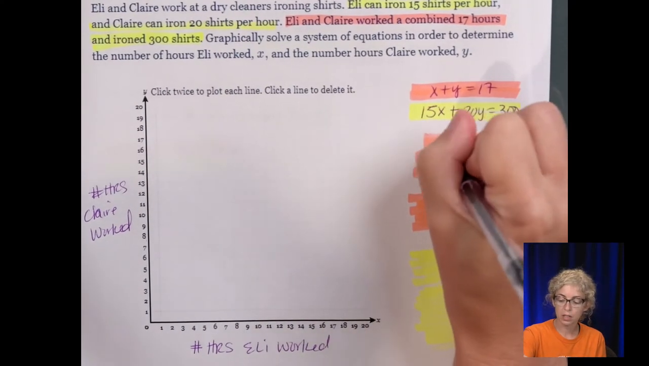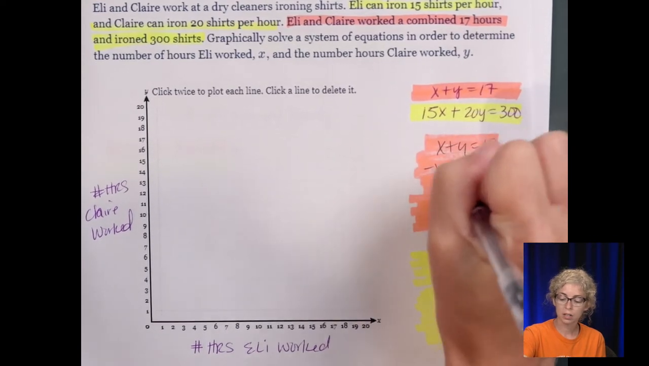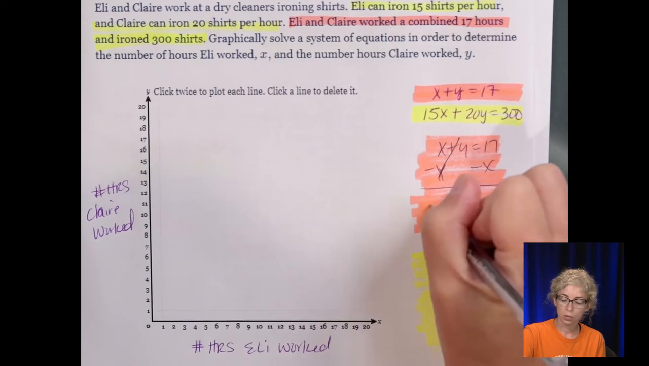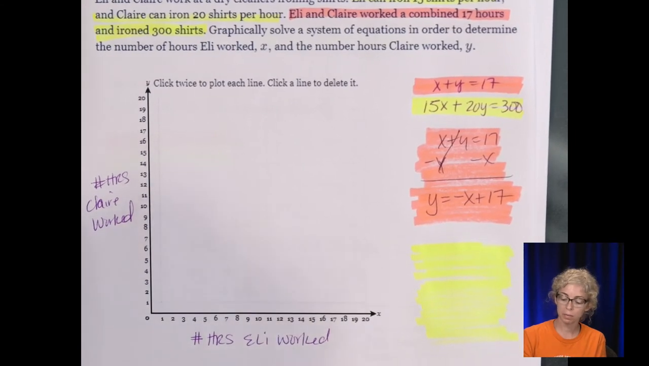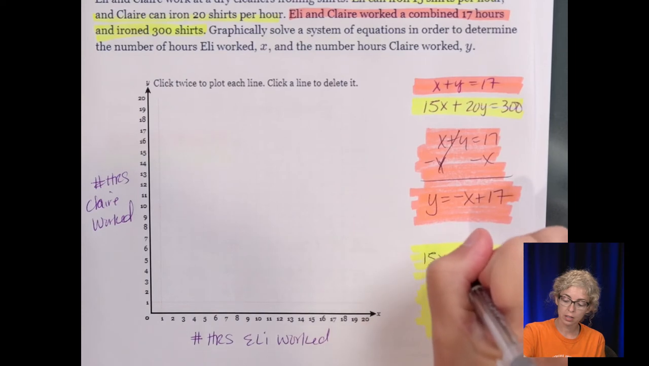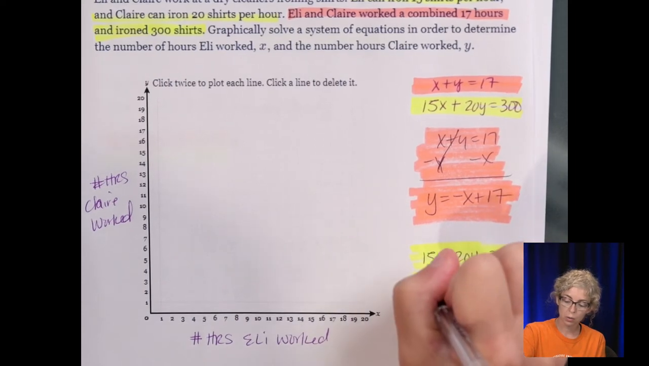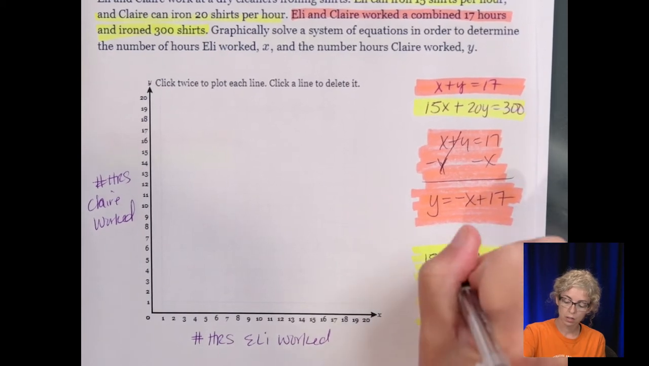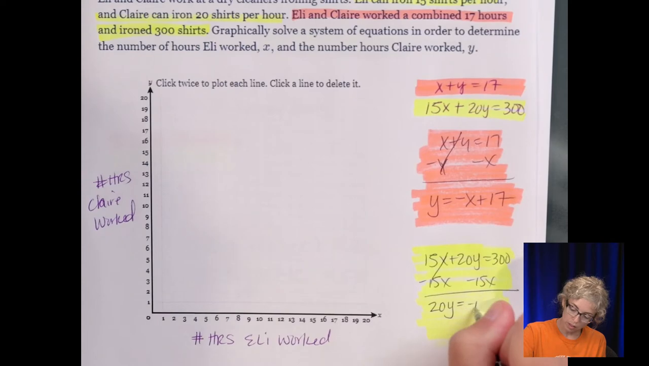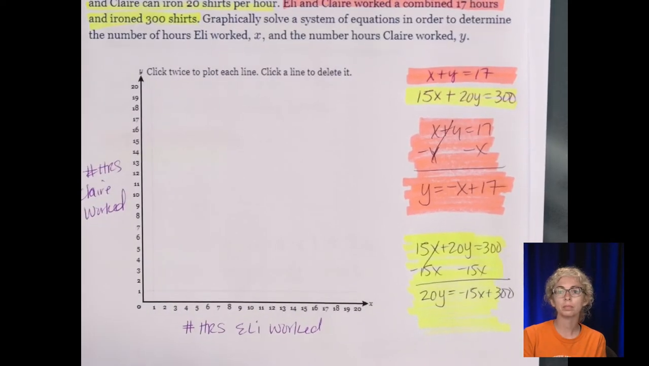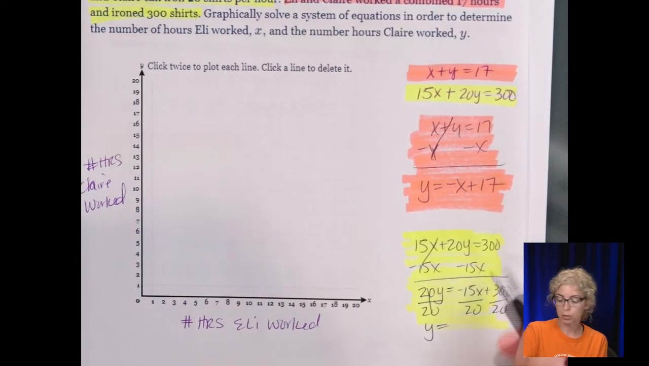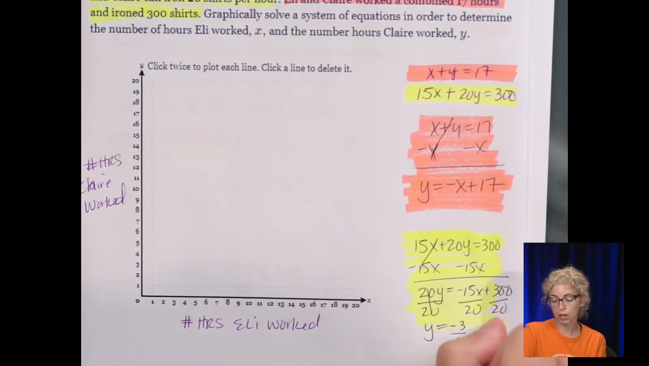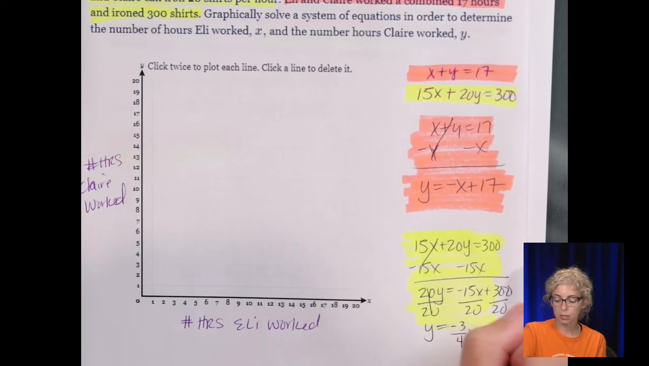So if we have x plus y equals 17, we just want to subtract x. We get y equals 17 minus x, or negative x plus 17 for the y equals form. And then 15x plus 20y equals 300. So we want to subtract 15x first. So we have 20y equals negative 15x plus 300. And then divide by 20. So we get y equals, we'll divide both by 5, negative 3/4 x plus 300 over 20, which is 15.